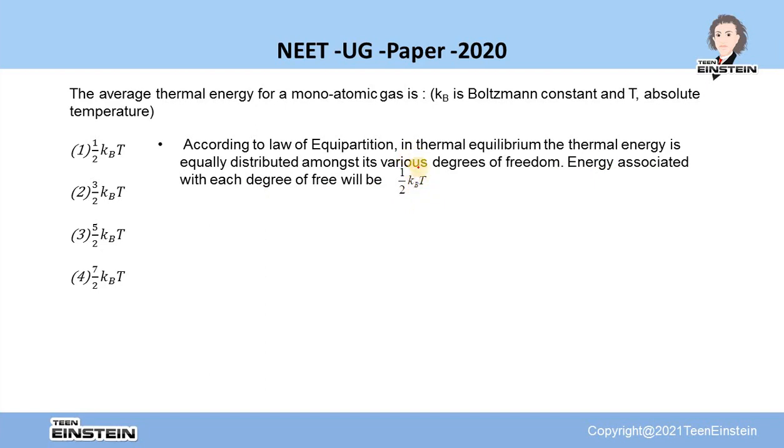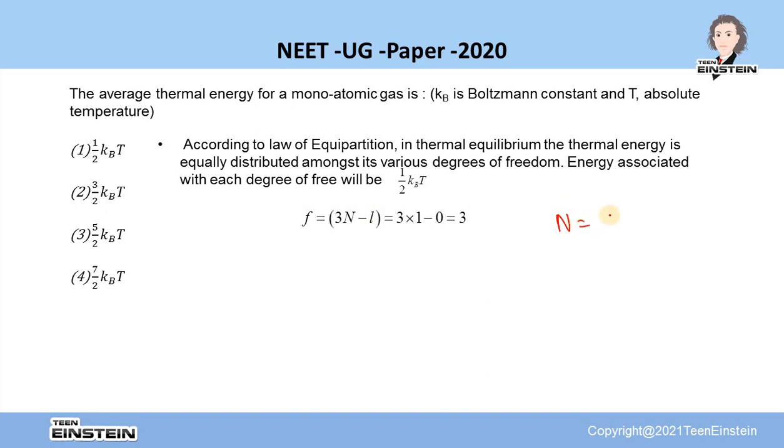So if you can find out the total number of degrees of freedom for this monatomic gas, then multiply that number with half kT, then you will get the average thermal energy for this gas. So the main aim here would be to find out the degrees of freedom for monatomic gas. And see, degrees of freedom can be written as F is equal to 3n minus L.